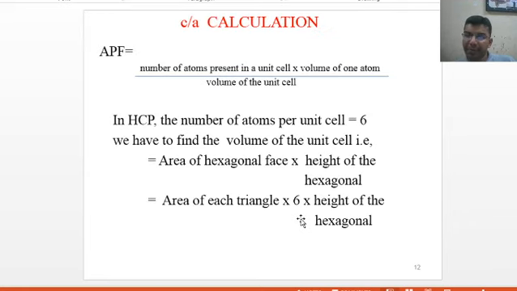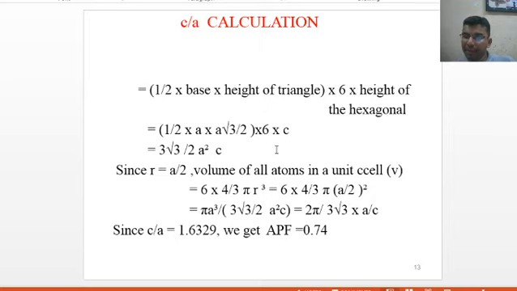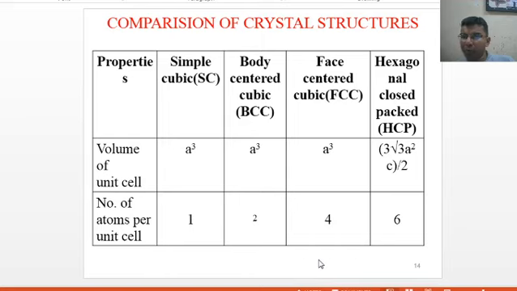APF: number of atoms per unit cell into volume of one atom divided by volume of the unit cell. Now we will calculate the volume of HCP. So area of the triangle into 6 into height of the hexagon. So 1 by 2 into a root 3 by 2 into 6 into c. Since r is equivalent to a by 2, volume of all the atoms in the unit cell is equivalent to 6 into 4 by 3 pi r cube. Substitute the r value and then find out the ratio. Since c by a is equal to 1.6329, APF is equal to 0.74.